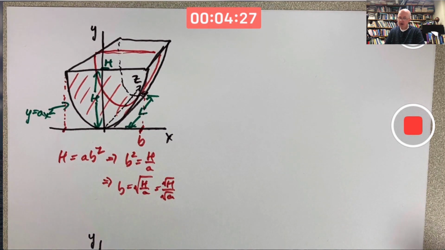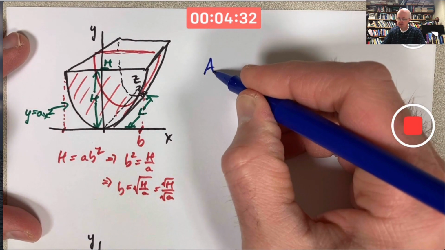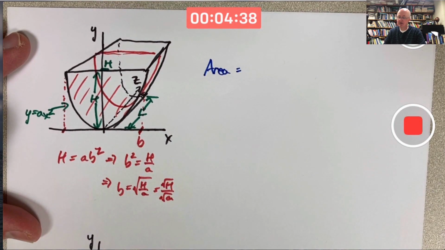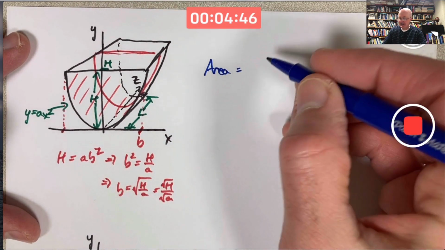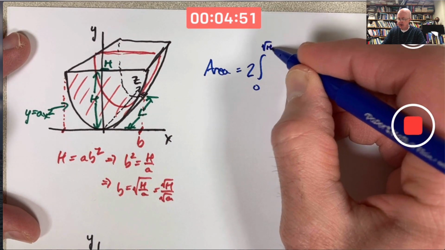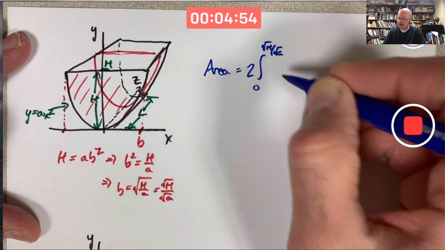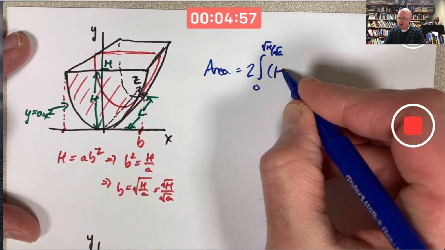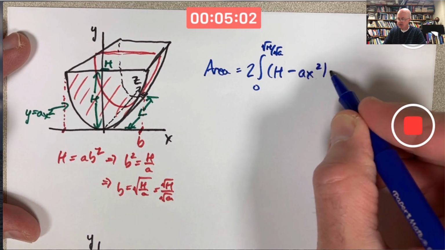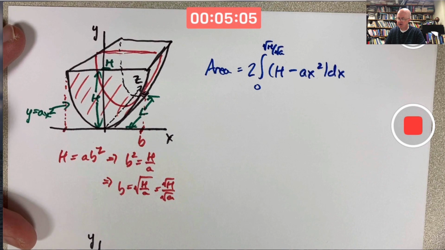Okay? So now again, for the cross-sectional area, which is a constant in terms of z. Once I find this cross-sectional area, I just multiply by L to find the volume, and then multiply by 10,000 newtons per cubic meter to find the weight. I need to double the integral from 0 to b, which is square root of h divided by square root of a, of the difference, the constant function y equals h, minus the function y equals ax squared. That's the integral to do to find this cross-sectional area.